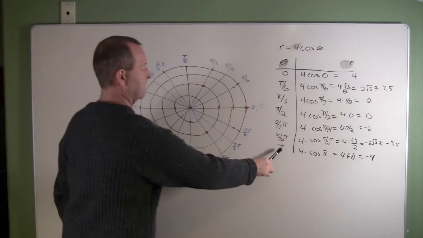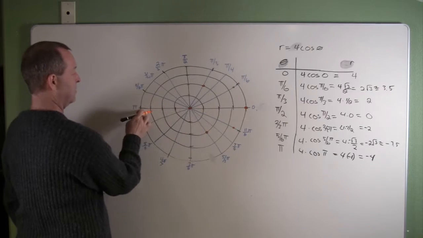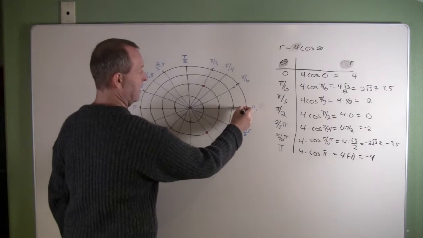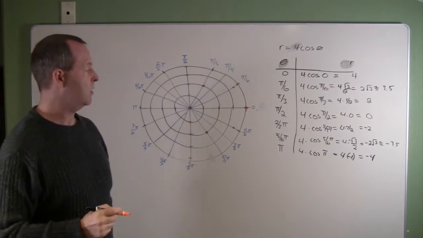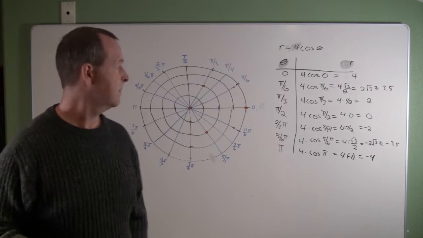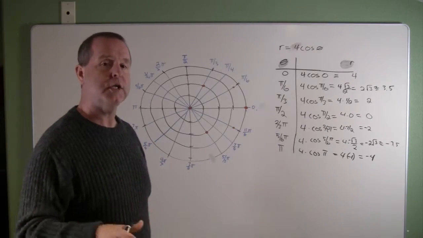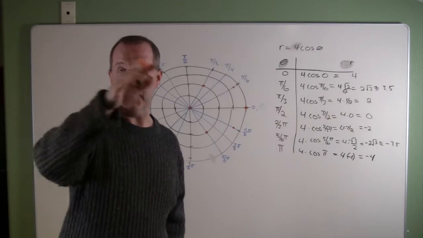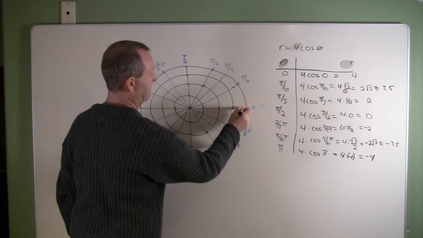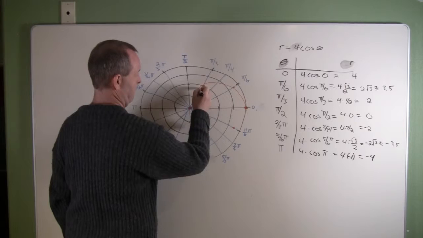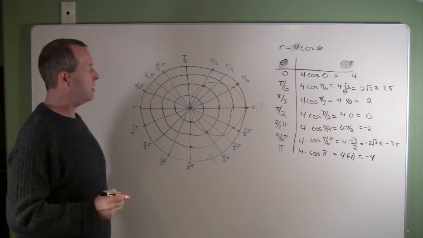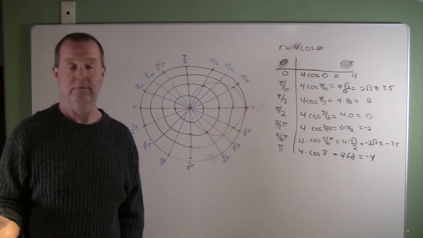And then at pi, in this direction, the r is negative, so it goes backwards, and there it is, that same point. Now it looks like if I continue around the circle, the points are going to repeat themselves. So now I'll gently fit a curve that fits all these points. It looks like I have a circle.